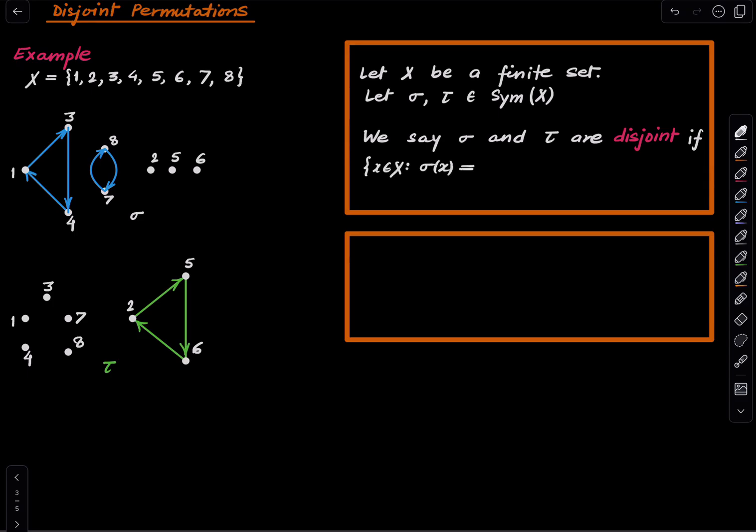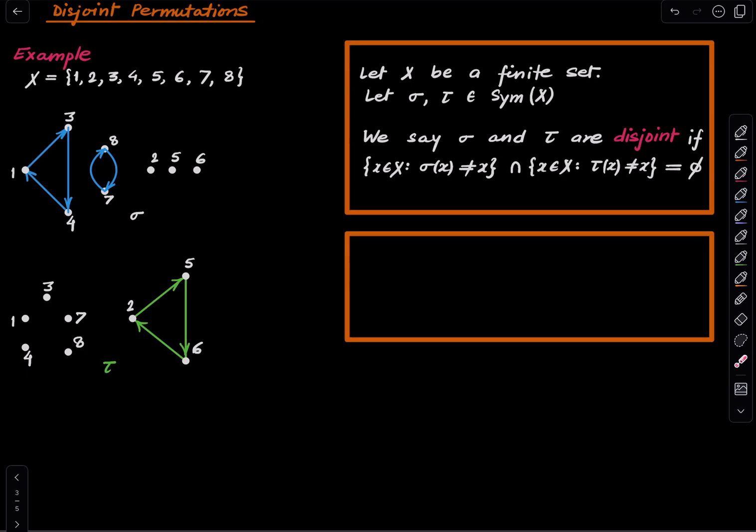moved by sigma, right? This set is precisely the set of those x's which are moved by sigma, not fixed by sigma, intersected with the set which is moved by tau, is the empty set. Meaning there is no element which is moved by both. So that's the notion of a disjoint permutation. And since we motivated the definition via this example, the definition should be fairly clear. It's a very, very simple definition.